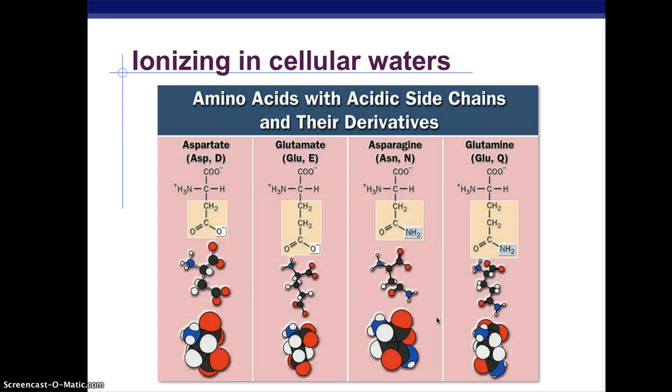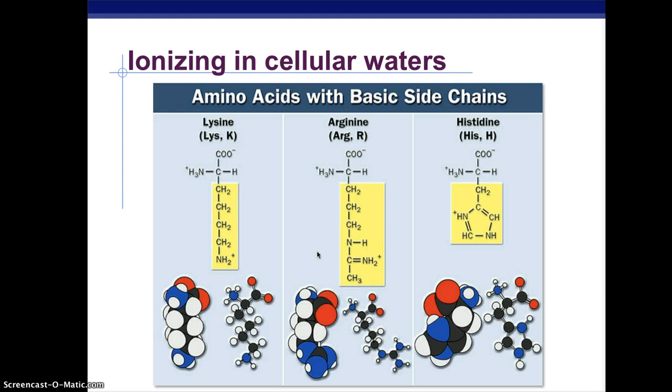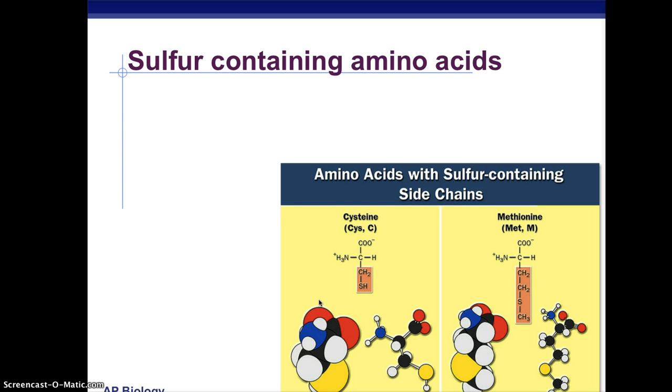We also have amino acids that ionize, meaning that they are either acidic. So here, these happen to be the acidic side chains. They donate an H+. We also have some that are basic. That means that they're able to accept an H+.